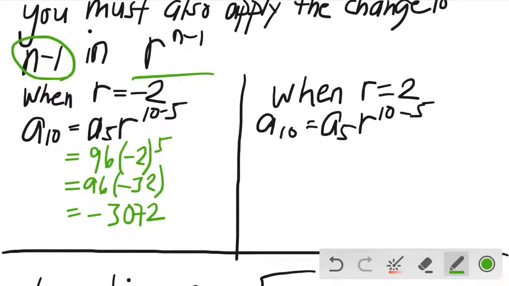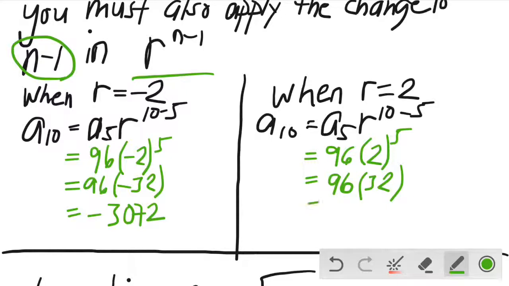Similarly, if I apply the same values, looking for the 10th term, where my 5th term is a 96, this time I am looking for a common ratio of positive 2 to the 5th power. You will have a 96 multiplied by 32, giving you your positive 3072. Very much like what you obtained in the previous slide, where we found the first term before finding the 10th term.